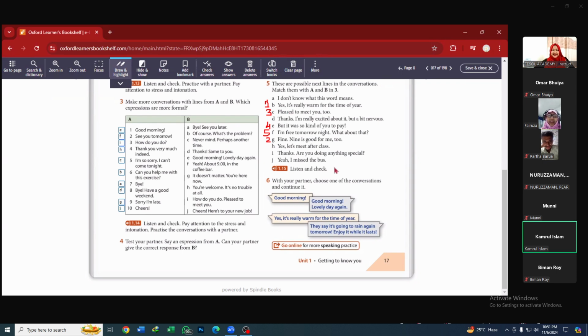Can you help me with this exercise? Of course. What's the problem? I don't know what this word means.